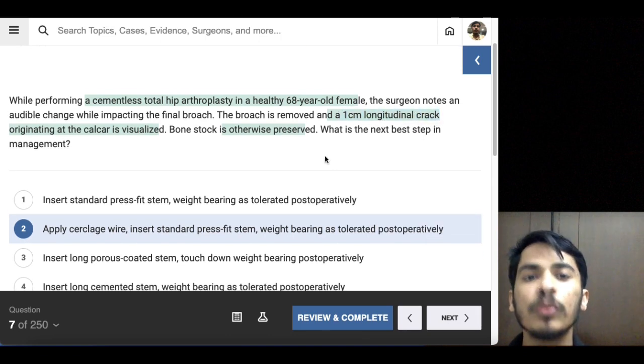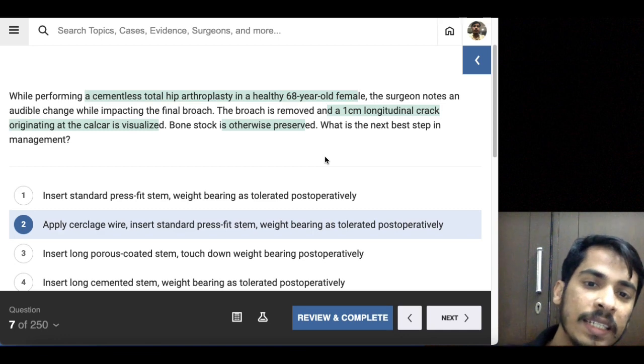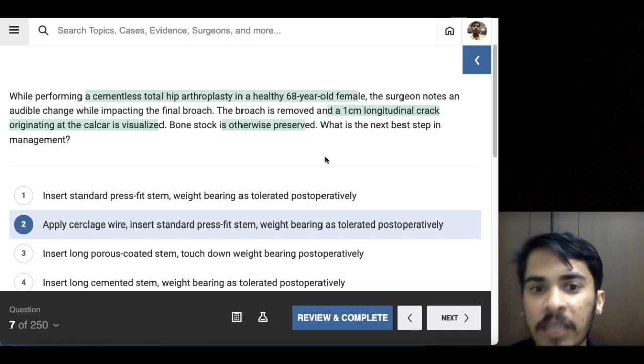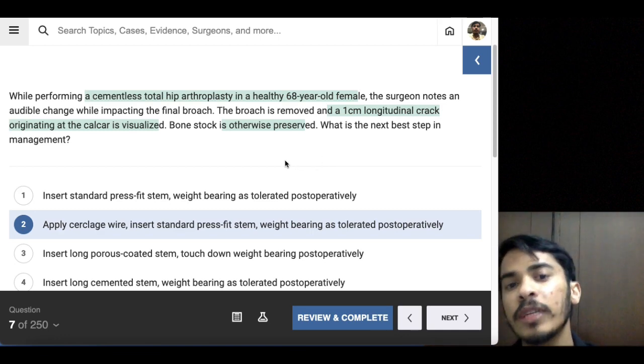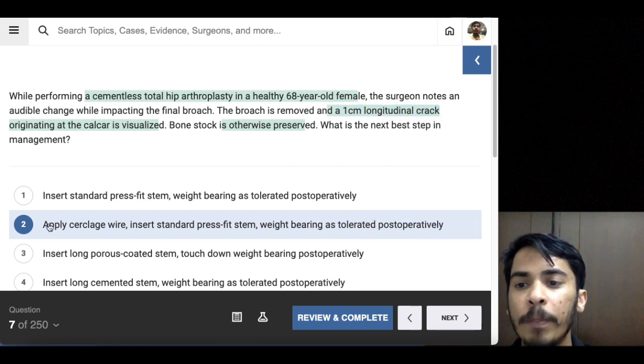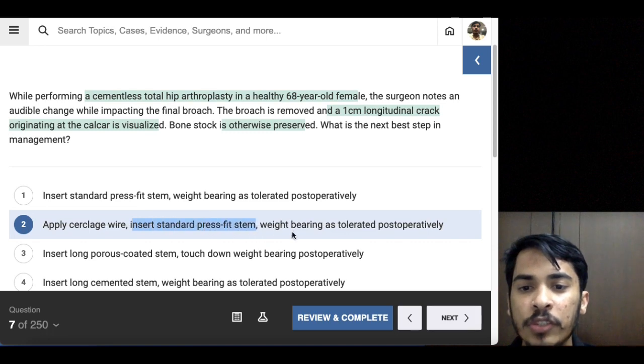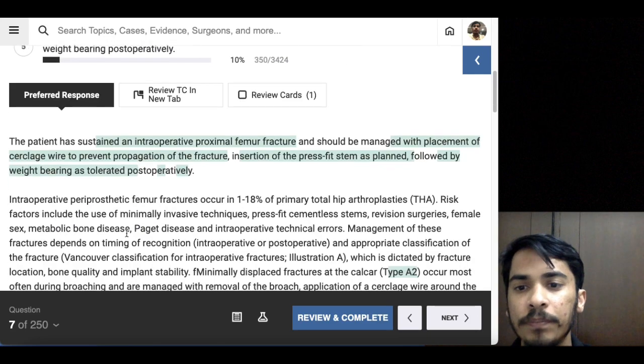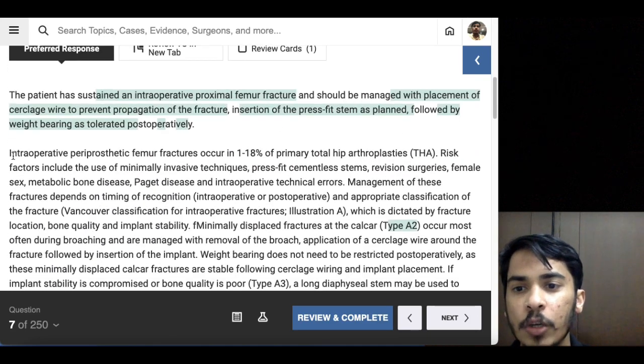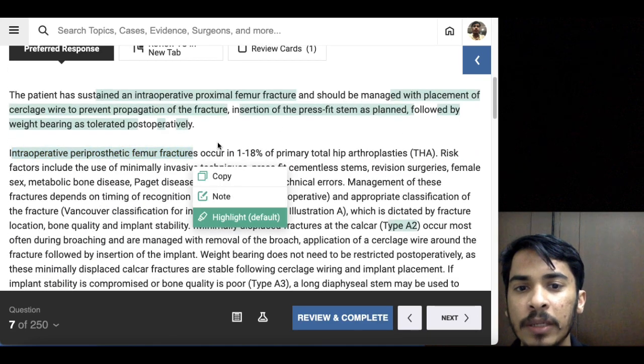So we have to classify it by the Vancouver classification. You have to learn the Vancouver classification, intraoperative and postoperative. It's only 1 centimeter. First, we can apply the cerclage wire, insert a standard press-fit stem, and we can start weight bearing as tolerated postoperatively.